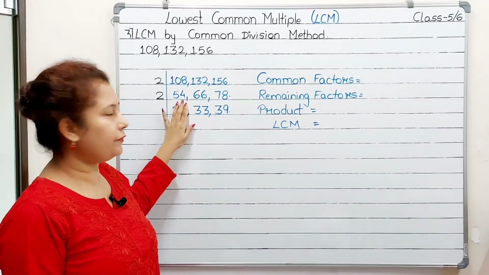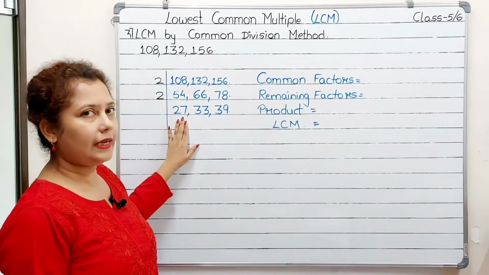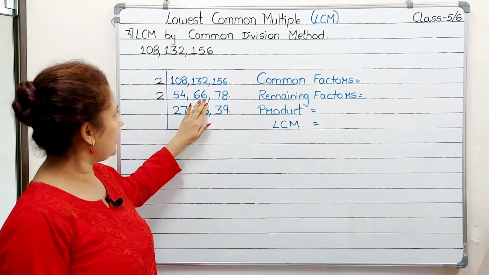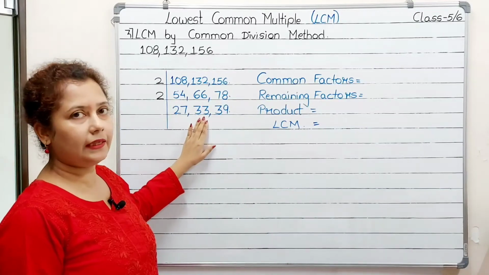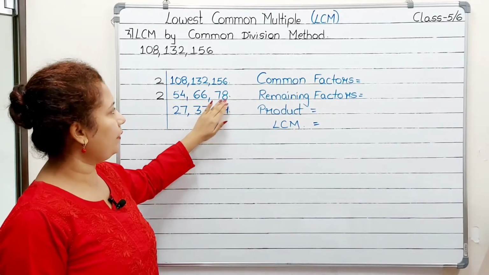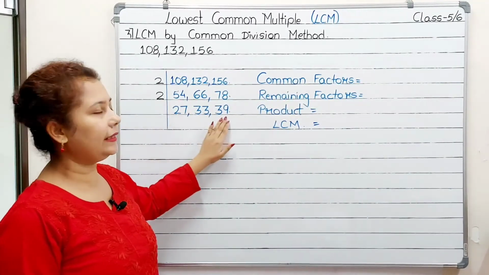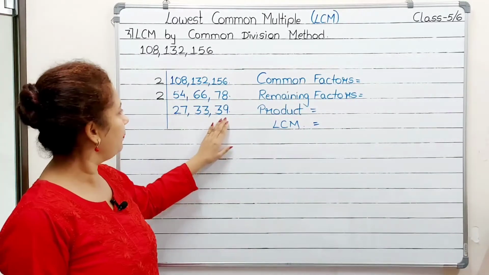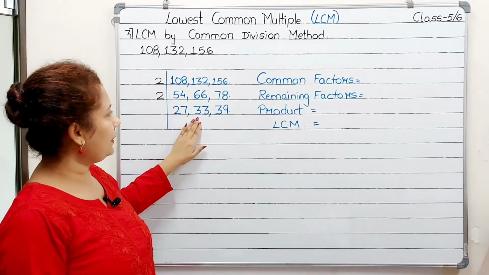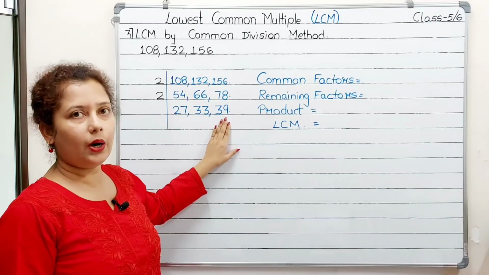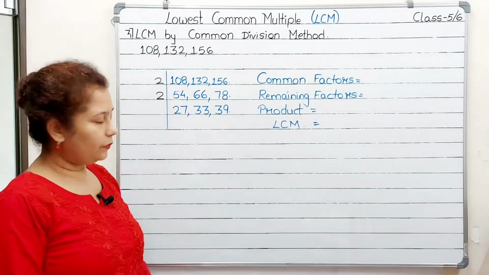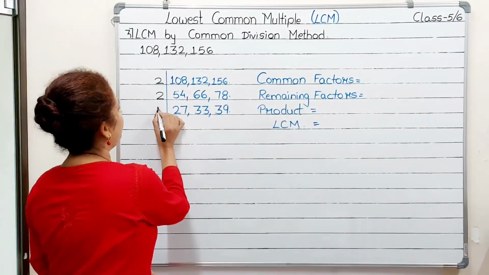When we divide 54 by 2, we get 27 as the quotient. When we divide 66 by 2, we get 33 as the quotient. When we divide 78 by 2, we get 39 as the quotient. Now here 27, 33 and 39 all are divisible by 3. So we will divide these numbers by 3.